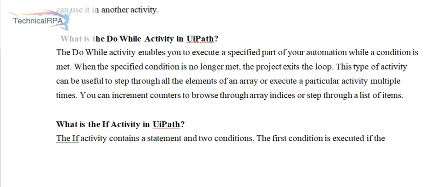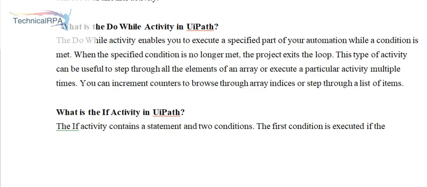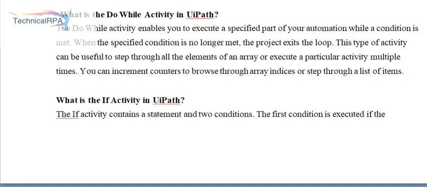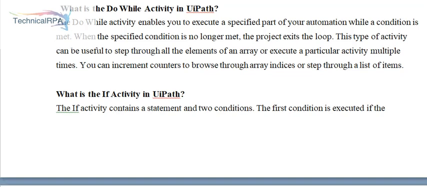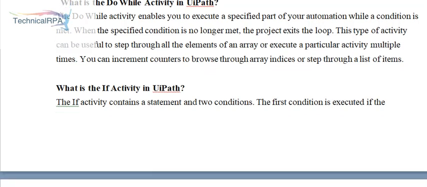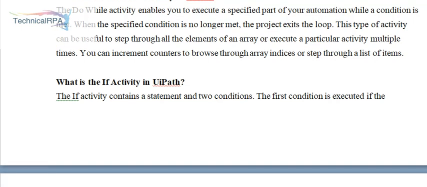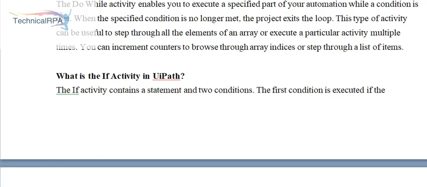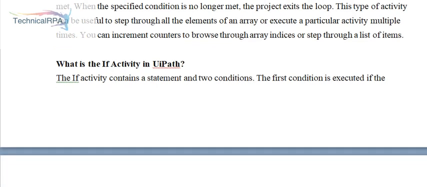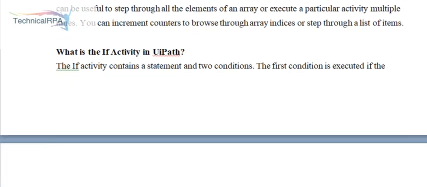What is the do-while activity in UiPath? The do-while activity enables you to execute a specified part of your automation while a condition is met. When the specified condition is no longer met, the project exits the loop. This type of activity can be useful to step through all the elements of an array or execute a particular activity multiple times. You can increment counters to browse through array indices or step through a list of items.